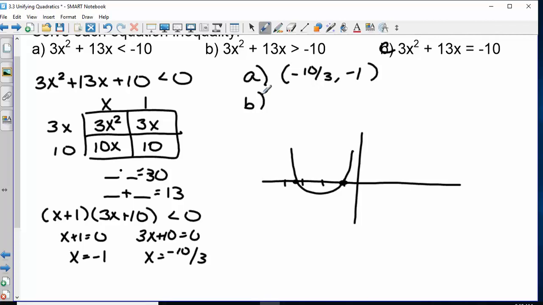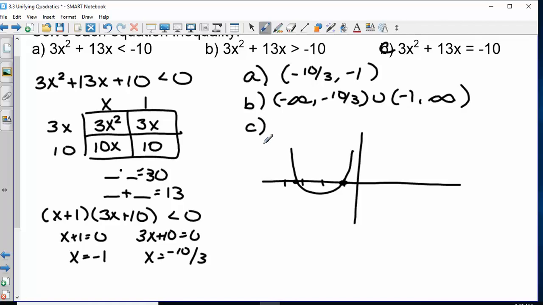Part B. This one is asking for greater than. Greater than would be above, there's no equal to. How would I write that? Good.